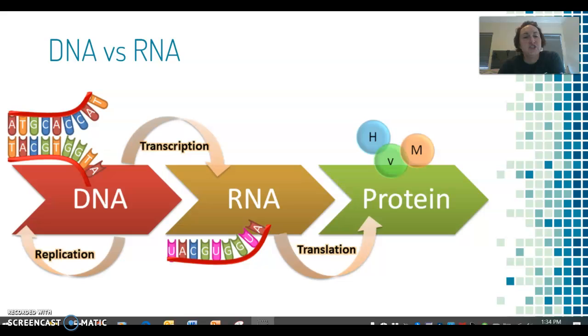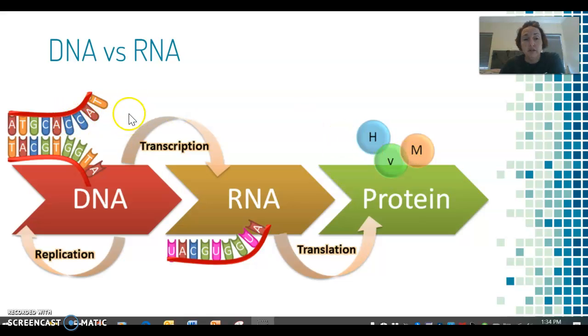Today we're going to just do a little bit of review and then we're going to talk about translation. So as you recall, protein synthesis is when we go from DNA to RNA to protein. And remember that proteins make everything about you. They make all of your traits and control what goes on inside your body.